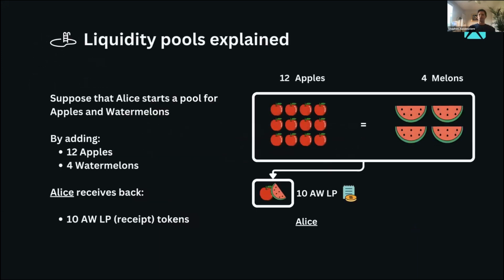I like to use examples of apples and watermelons because watermelons are kind of larger than apples. Let's suppose that Alice starts a pool for apples and watermelons by adding 12 apples and 4 watermelons. Let's say that she receives back 10 AWLP tokens. This is a receipt token that represents Alice's share of this apples and watermelons pool.